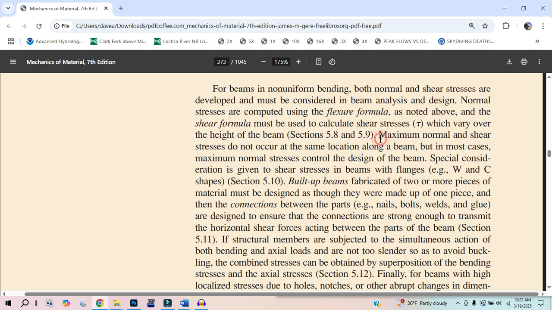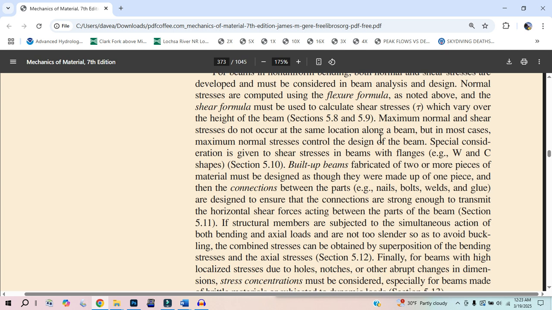Okay, so maximum normal and shear stresses do not occur at the same location along a beam. So this is where we're reading textbooks. I don't even know what I just said. I know what a normal stress is, and I know what a shear stress is. They don't occur at the same location along a beam. Oh, fascinating. So let's say the maximum normal stress for a beam is going to be right in the middle, but the maximum shear is elsewhere. This sentence isn't helpful, but in most cases, maximum normal stresses control the design of the beam. So yeah, just read on to finish the sentence.